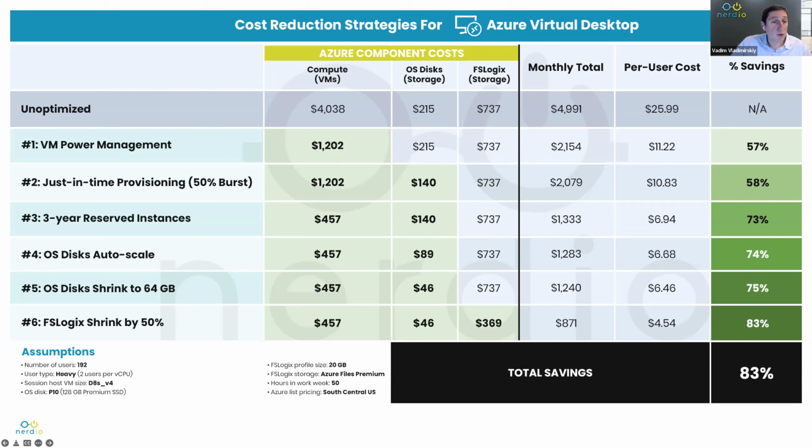And what we see here is that if you deploy this type of an environment in an unoptimized way directly out of the Azure portal, it's about $5,000 per month with roughly $26 per user per month on average, which is a pretty good price point for everything that's included, right? This is infrastructure and this is the AVD service itself. But as you can see down below, we can see significantly better with cost optimizations.